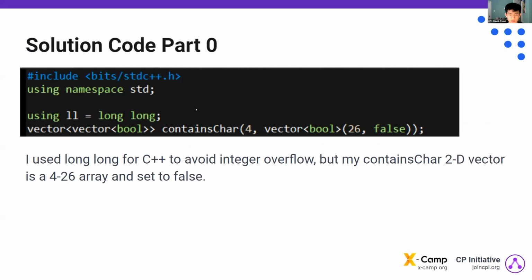Here's kind of what it looks like. This is just the beginning. I'll show you how I set it up later. This is just imports of the standard library. And I use long a lot because I want to avoid integer overflow, but it's not a really big deal in this problem. The main part is I'm going to have a 2D array. In Java, maybe a double array list, but here a 2D vector of Booleans, and I called it contains char. Size 4 representing each block, and 26 representing all 26 letters of the alphabet. And I'll first set it to false.